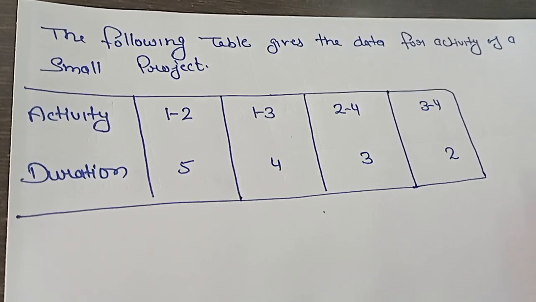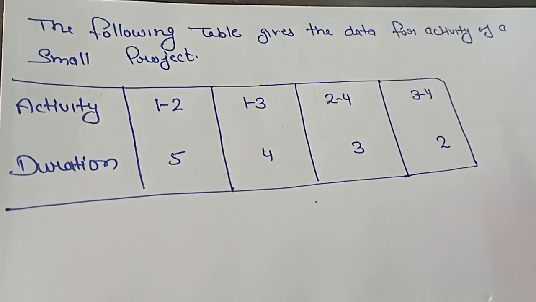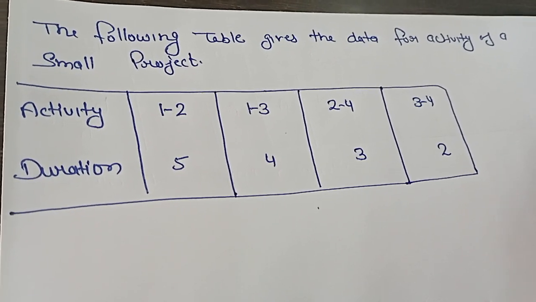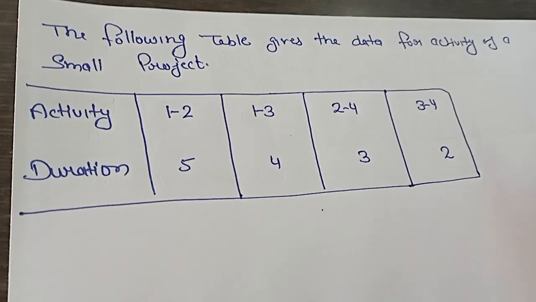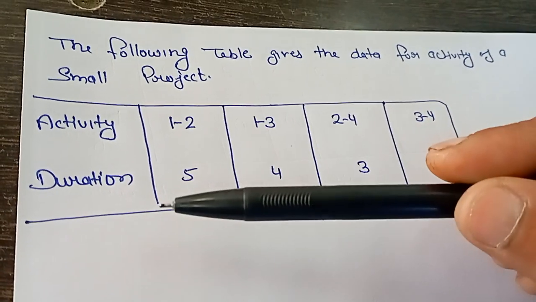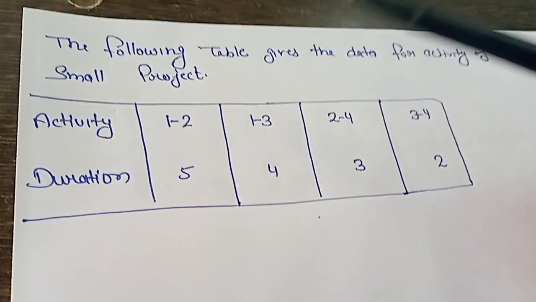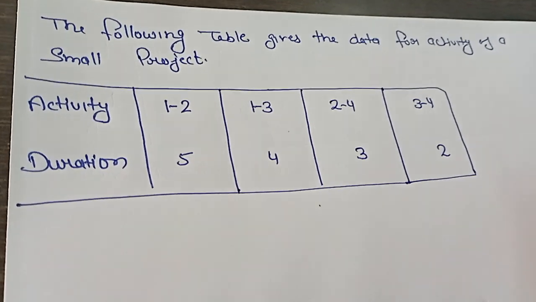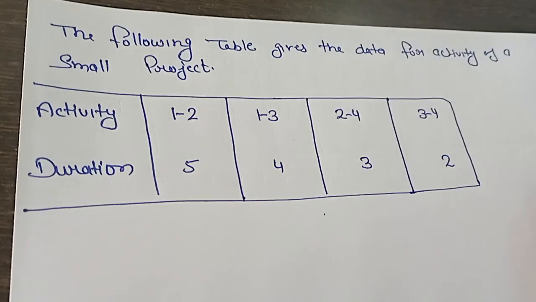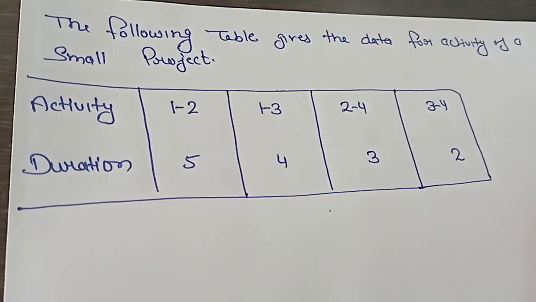Today we discuss in this video how to calculate the earliest and latest time in the critical path method. Here we are also given activity and duration. Activity 1 to 2, 1 to 3, 2 to 4, 3 to 4. For calculating the earliest and latest timing, first of all, we draw the project network.